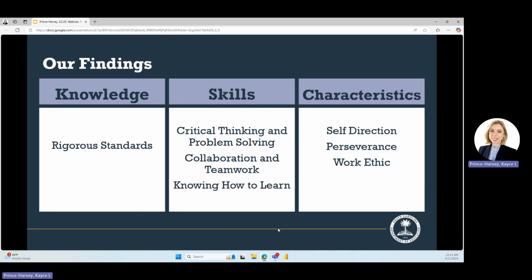A few findings that we have when we break down the knowledge, skills, and characteristics of the profile is that rigorous standards for any of our content areas are going to require that students give and receive feedback. In terms of skills, feedback will support critical thinking and problem solving, collaboration and teamwork, and knowing how to learn. And life and career characteristics of self-direction, perseverance, and work ethic are all supported by or support feedback.